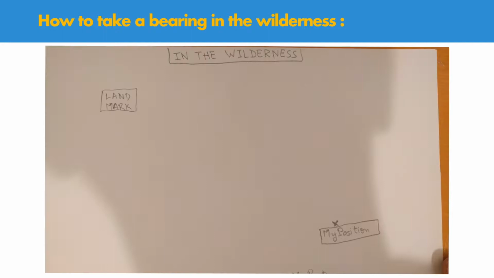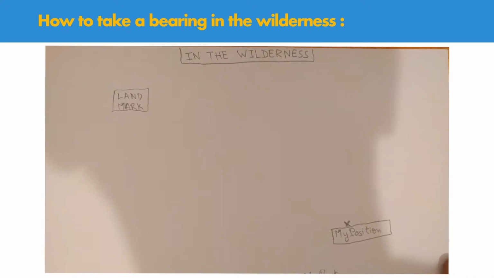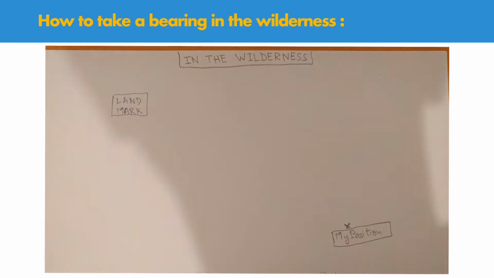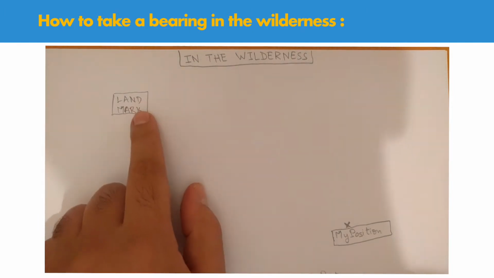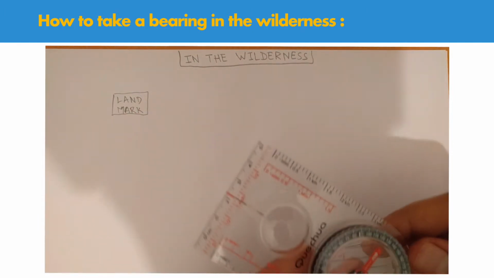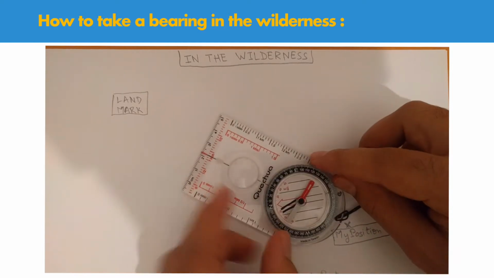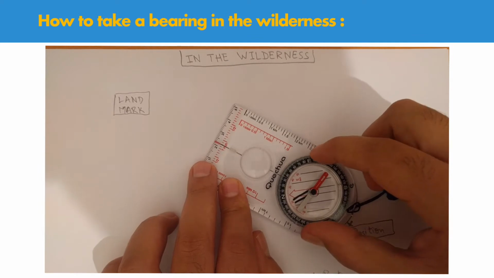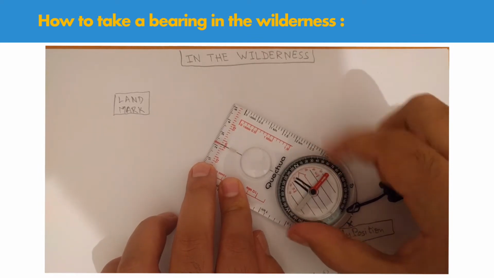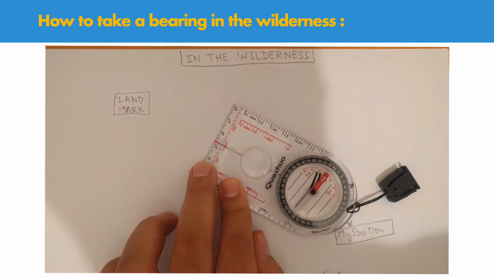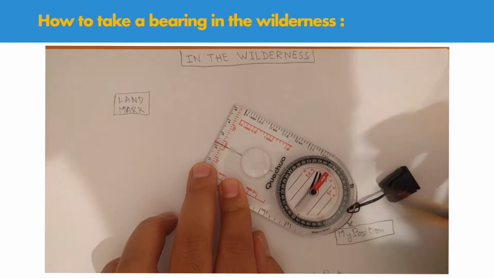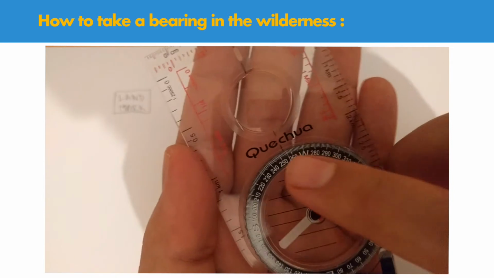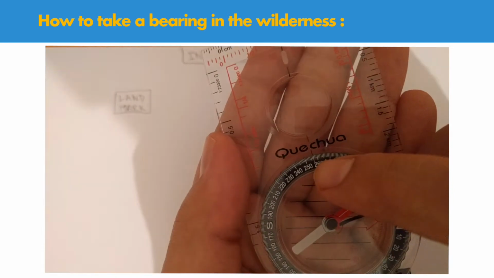Now that you are a little bit familiar with what a bearing is, let's see how you can measure it when you are in the wilderness. To measure the bearing of this place right here, all you have to do is to aim at it with the direction of travel arrow. Now turn the liquid capsule till the red arrow is in the shed. Now read the graduation on the liquid capsule at the intersection with the direction of travel arrow. In this case, it's a bearing of.